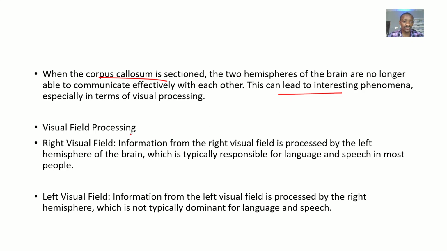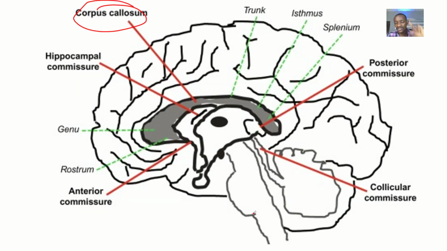Okay. So for visual processing, information from the right visual field is processed by the left hemisphere of the brain, which is typically responsible for language and speech in most people. We're trying to lead to something, right? Information from the left visual field is processed by the right hemisphere, which is not typically dominant for language and speech. I guess you're getting something. So let's move on.